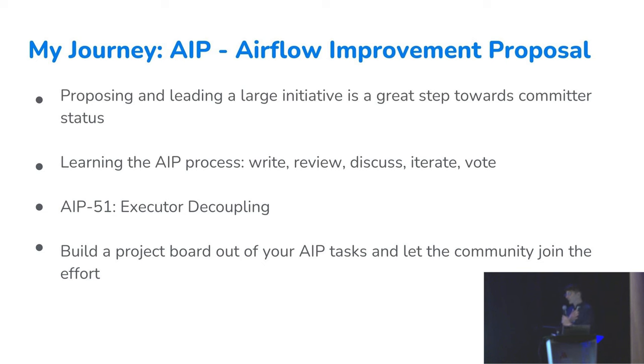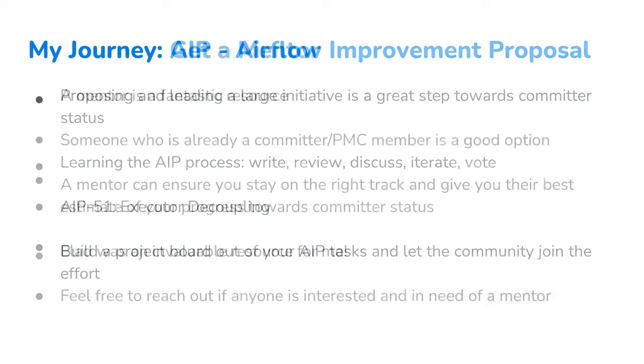For me personally, I wrote AIP 51. It's on executor decoupling. I did a talk earlier today about that. You can catch the video online once this is up on YouTube. But that's a longer story that I won't get into here. After getting that approved, I created a project board. GitHub has a really cool feature, making Kanban style boards. So I put all of the tasks in there, posted it on the dev list, and got much more community involvement than I expected. That was so great. Again, I didn't write all that code. I reviewed a bunch of that code. I iterated with the community to get that code written. It was a great experience.